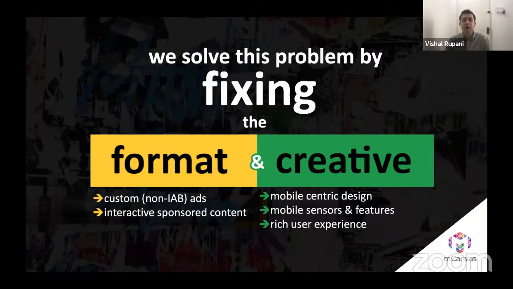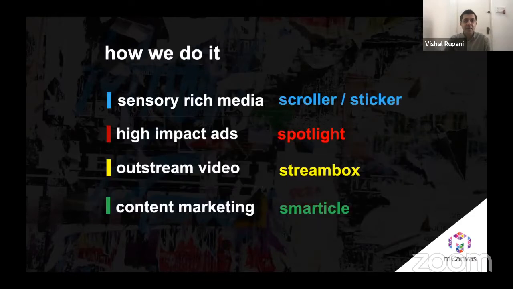Today we solve some of those 5 problems that I mentioned earlier by fixing 2 things: we fix the format and we fix the creative. Everything that we do uses non-standard ad formats, and in terms of the creative, we create specifically for mobile. Let me show you through a series of real examples we've executed for brands. We have 4 different ad formats and 1 content marketing solution.